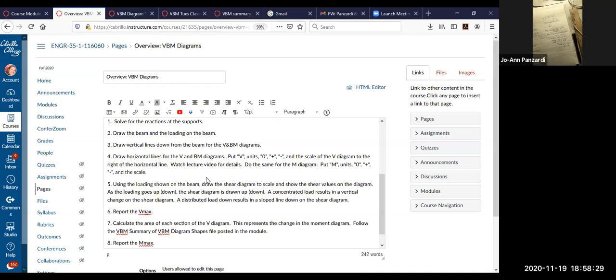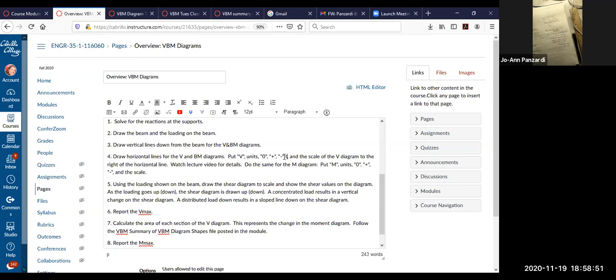Draw vertical lines down from the beam for the shear and bending moment diagrams. Then draw a horizontal line for both the shear and the bending moment. Put V, the units, plot zero, plus and negative, and the scale of the shear and bending diagram to the right of the line.